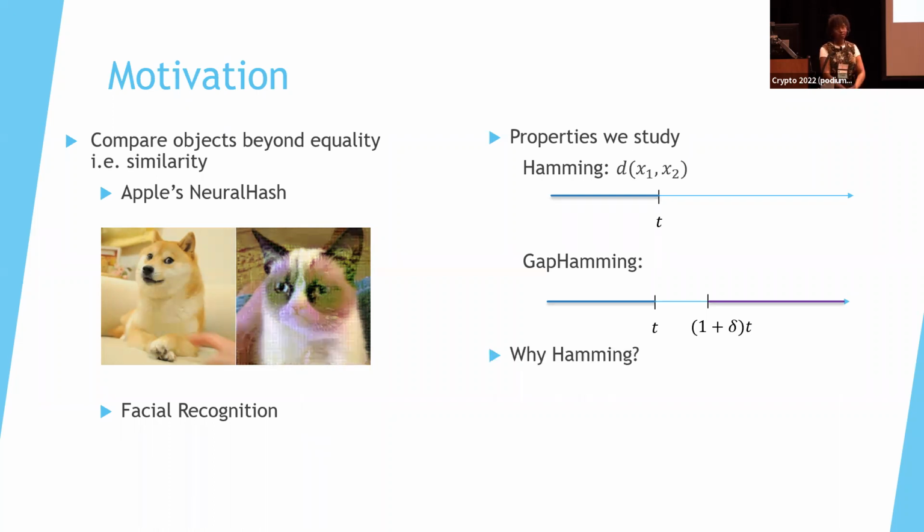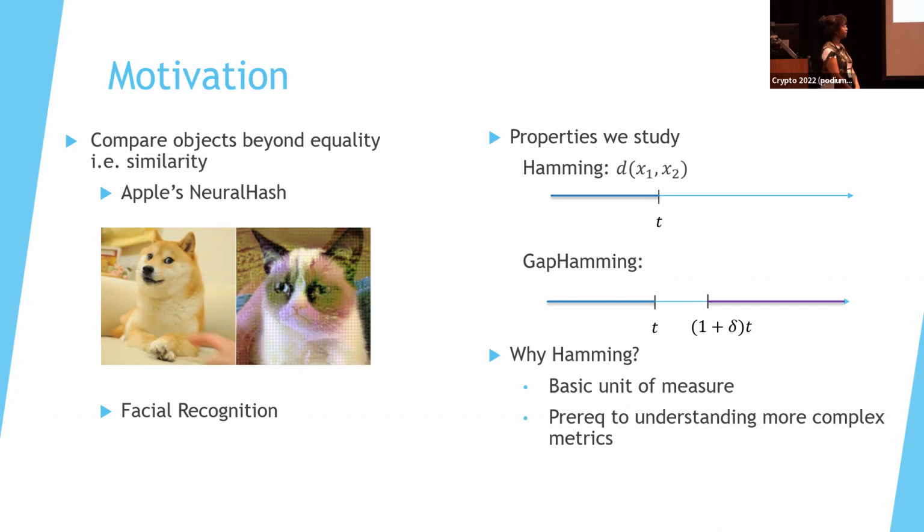And the reason that we study this Hamming property is because it serves as a basic unit of measure, and it could lead to us understanding better some more complex metrics in the future. And in fact, it is currently being used as a common method for measuring the similarity between feature vectors in machine learning.